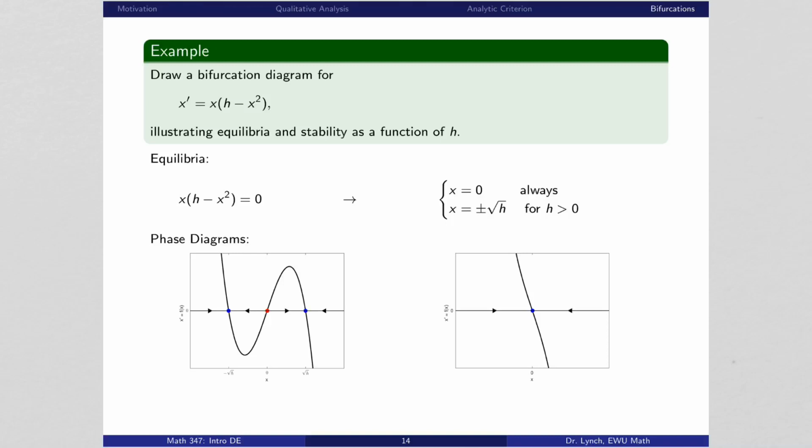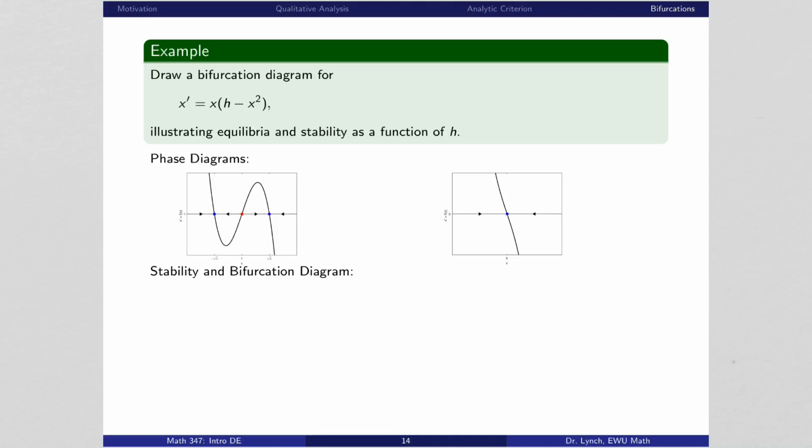So we can go ahead and represent that change of stability in what we'll call a bifurcation diagram. So here is a summary of the stability information.